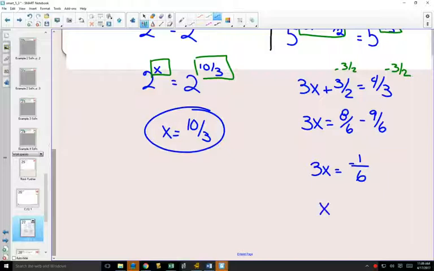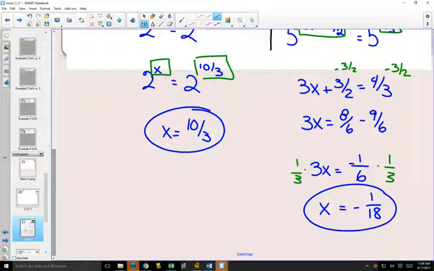Dividing both sides by 3 is the same as multiplying by 1/3. In this case, I think multiplying by 1/3 is easier mathematically to do than divide by 3 because you're dealing with fractions. And when you multiply fractions, multiply the tops, multiply the bottoms, and we get x is equal to -1/18. These are both good examples because if you tried to guess and check to see if you could get them to work, chances are you're not going to think of either 10/3 or -1/18. You're going to need a technique, a method to do this.